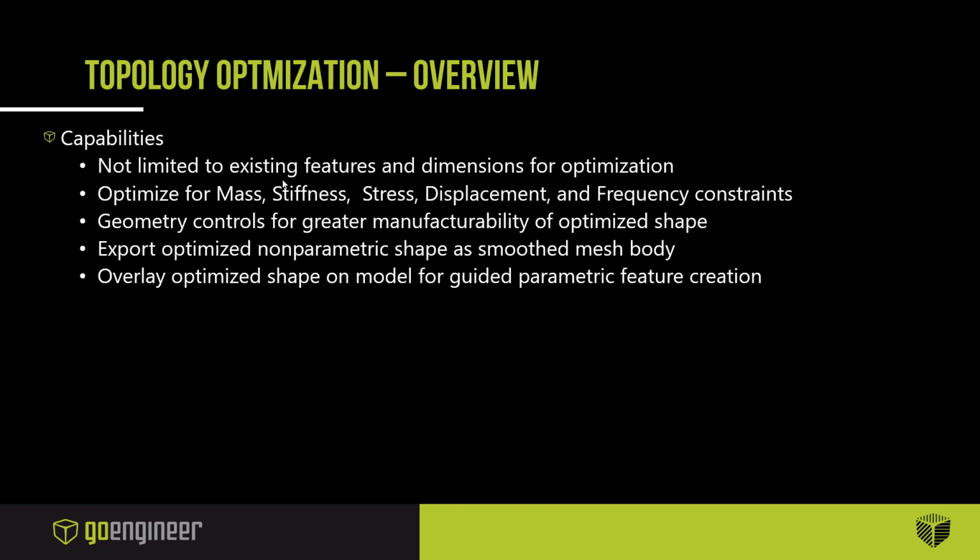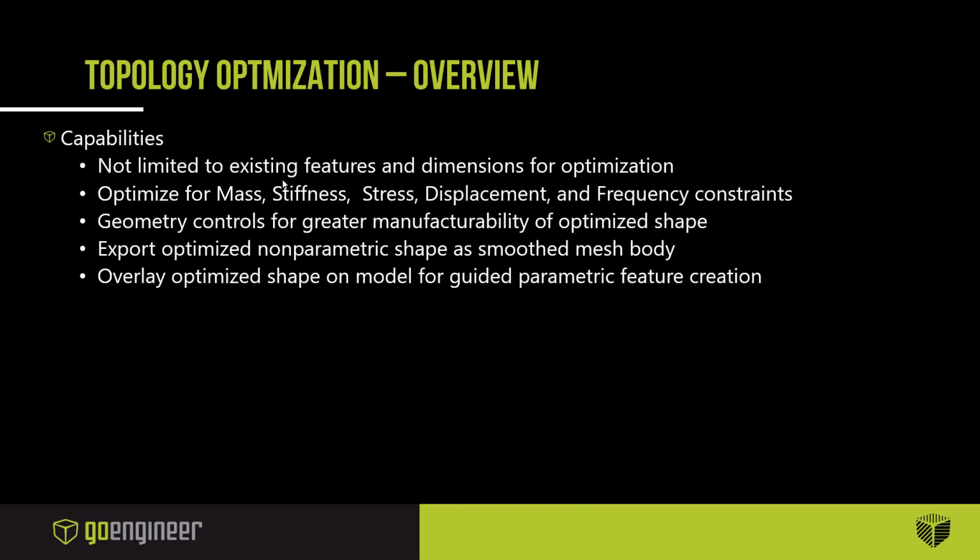Very often, a topology optimization will result in a non-parametric shape, which can be difficult to manufacture with traditional subtractive manufacturing methods. We now have geometry controls that allow for greater manufacturability by affecting the strategy of how material is removed, so we have a much more realistic and manufacturable part at the end. We'll talk about that in just a bit.